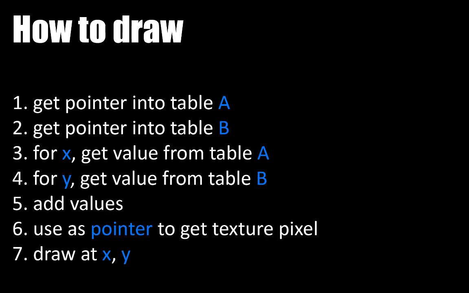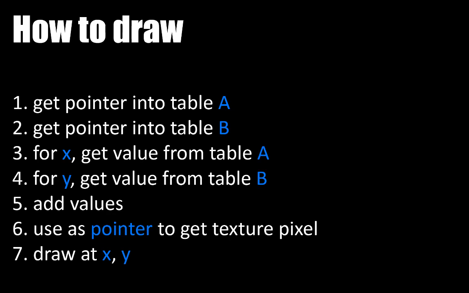Our algorithm for drawing a pixel is like this. Use the angle value to look up a pointer into the function A table. Use the angle value to look up a pointer into the function B table. For the current x coordinate, get the value from table A. For the current y coordinate, get the value from table B. Add both values. Use the sum as a pointer and look up a pixel in the texture. And draw the pixel to the xy coordinate.